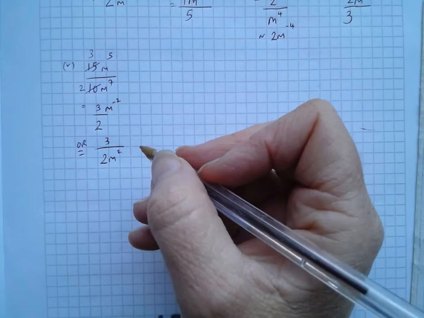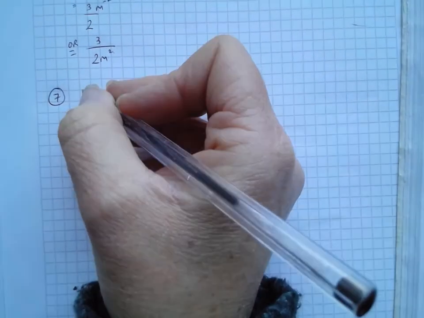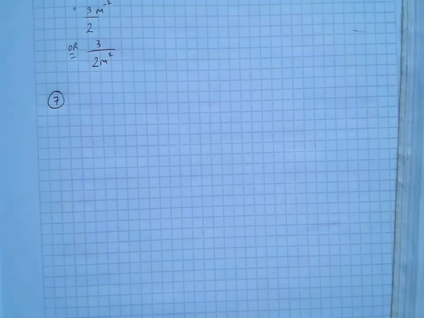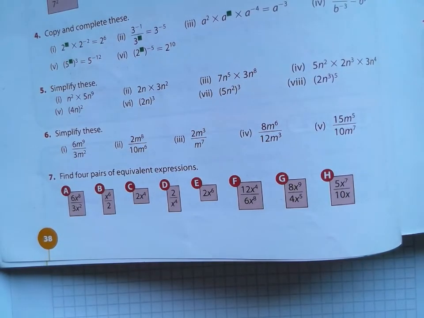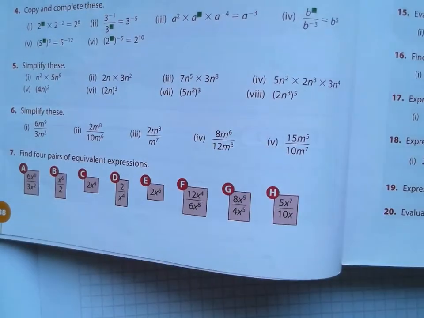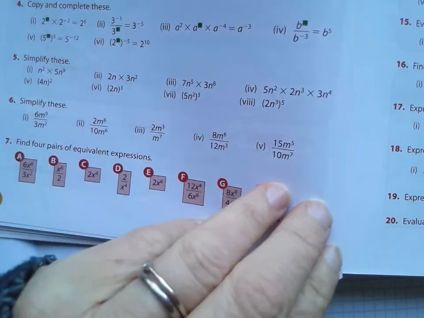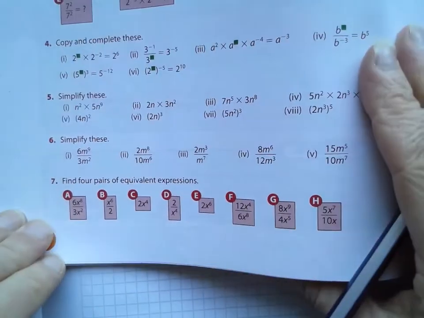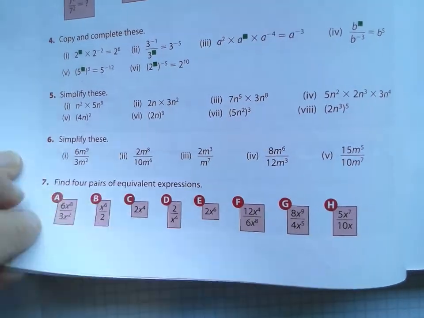Okay. And finally, question 7. Question 7, find 4 pairs of equivalent expressions. So let's look at this, and I'll use my pencil. You know how I hate writing on textbooks. I have a pencil here. So 4 pairs of equivalent expressions. So let's put something underneath this as well to make it easier to lean on.